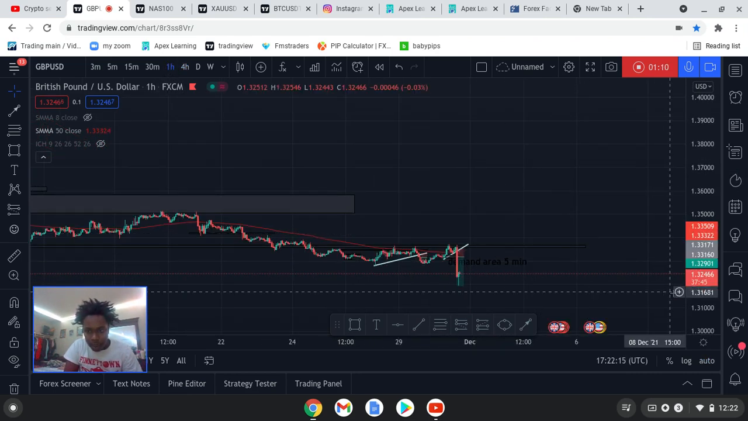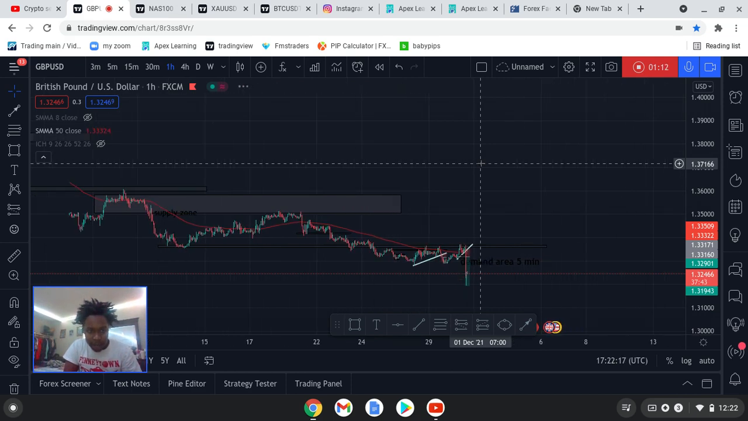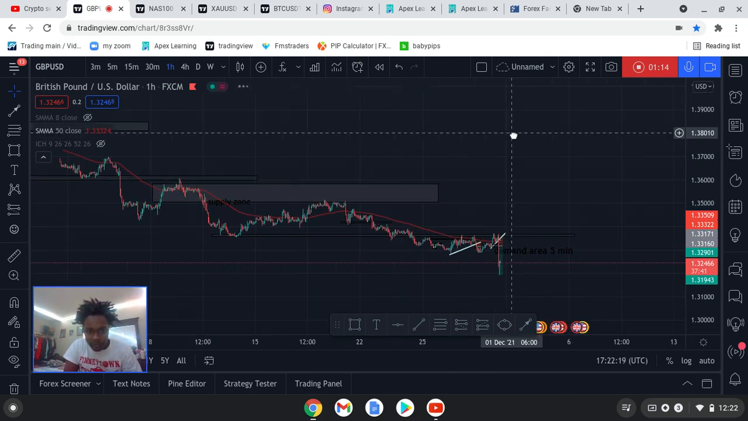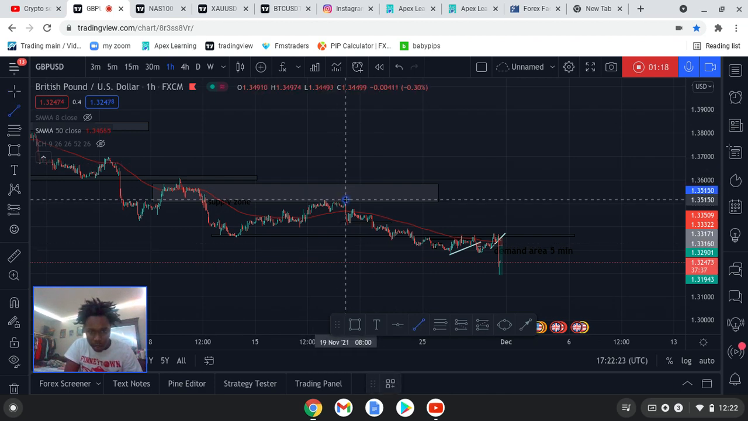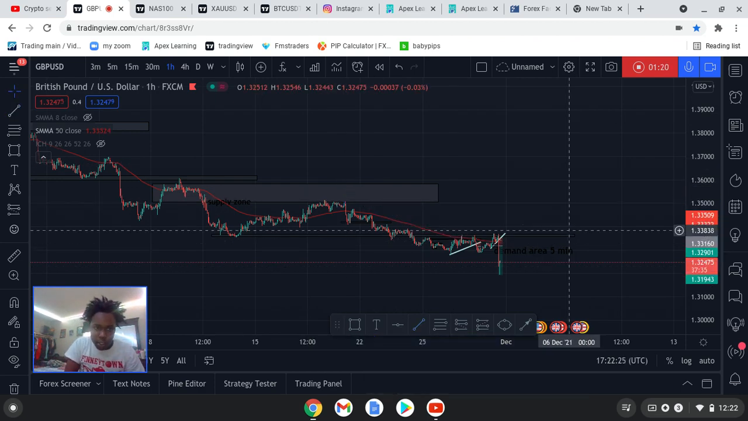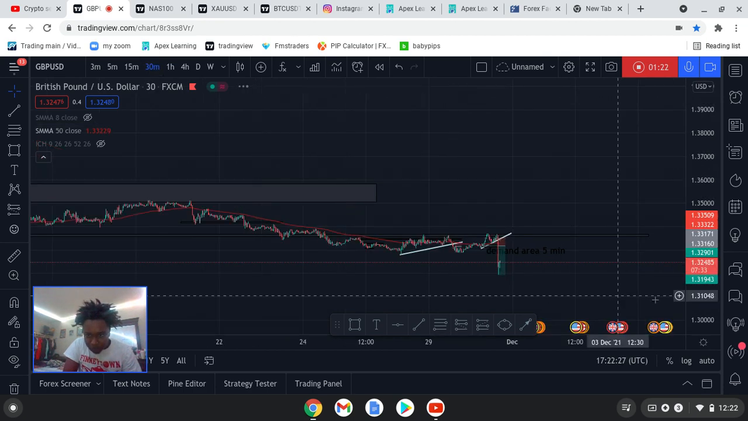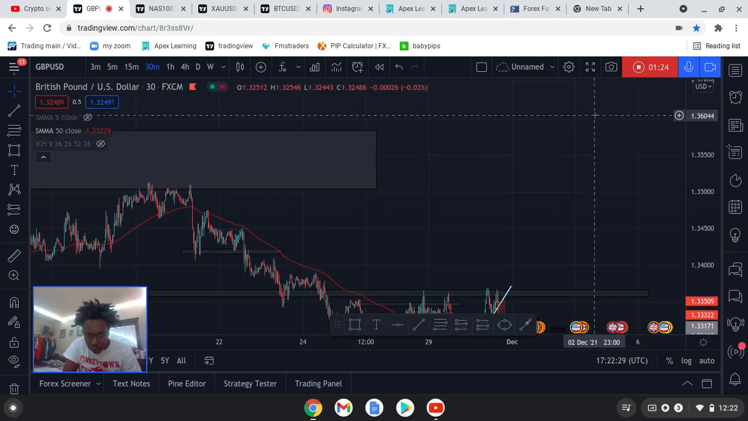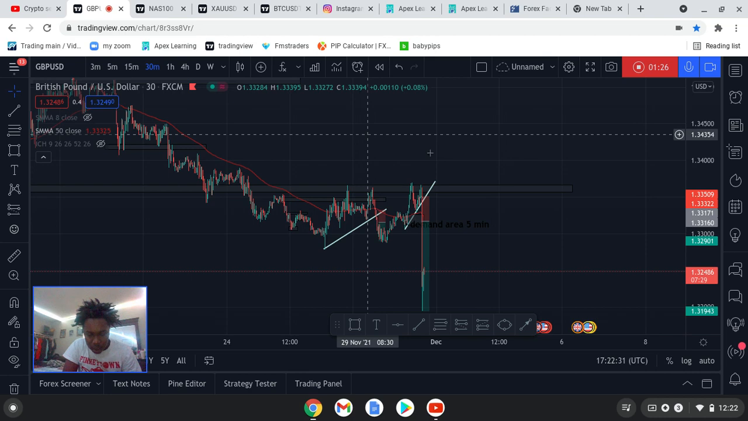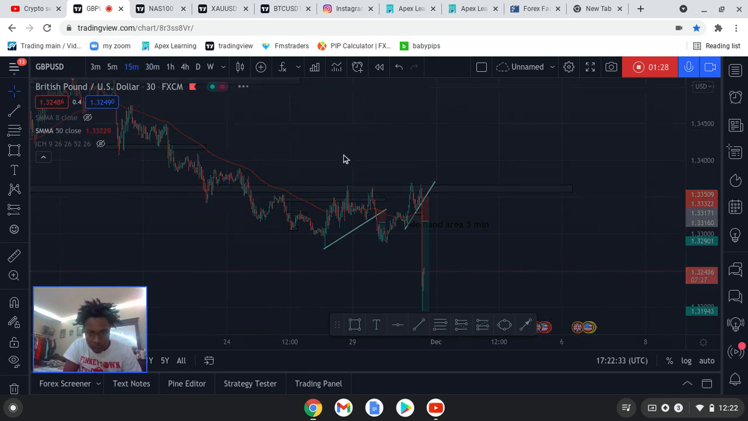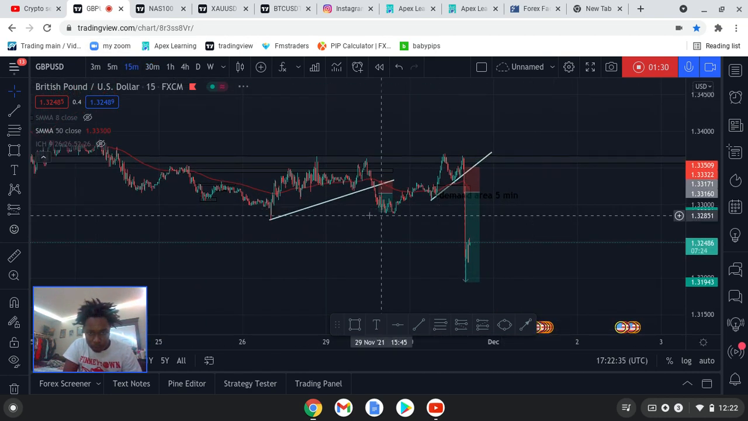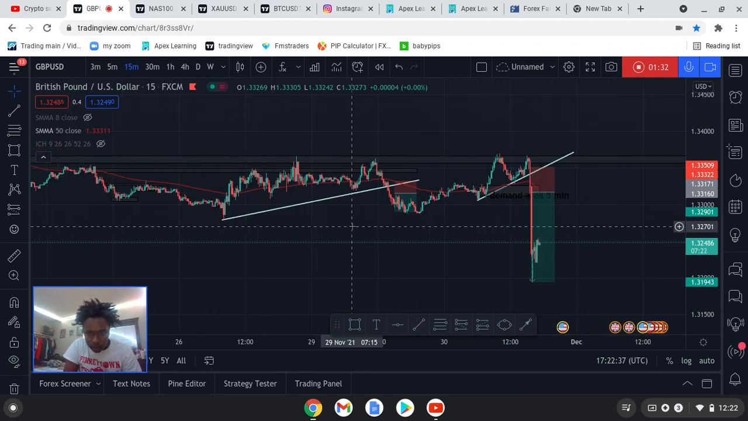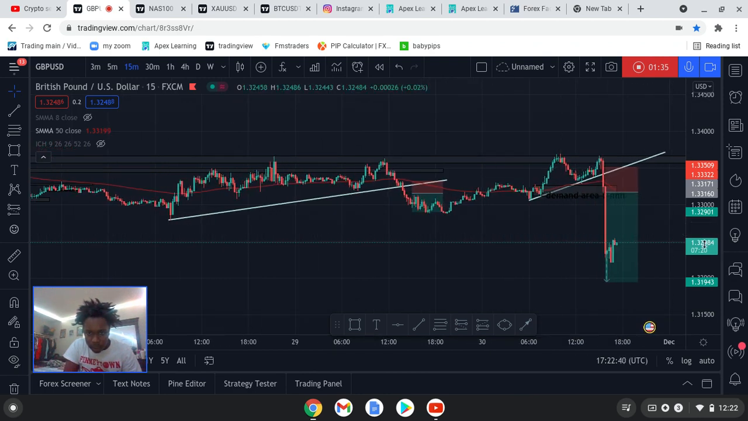On the 1 hour, you can see the same exact thing. This is another downtrend right here, a 1 hour downtrend. So I go to my 30 minute, and I'm gonna show you the trade that I took. Let me go to my 15. So this is the first trade I took.